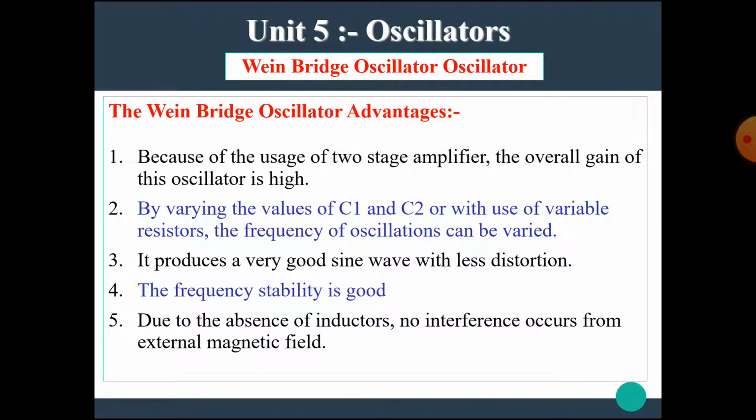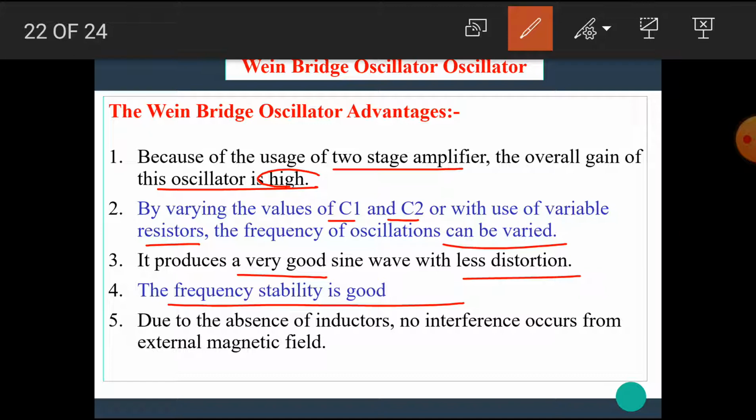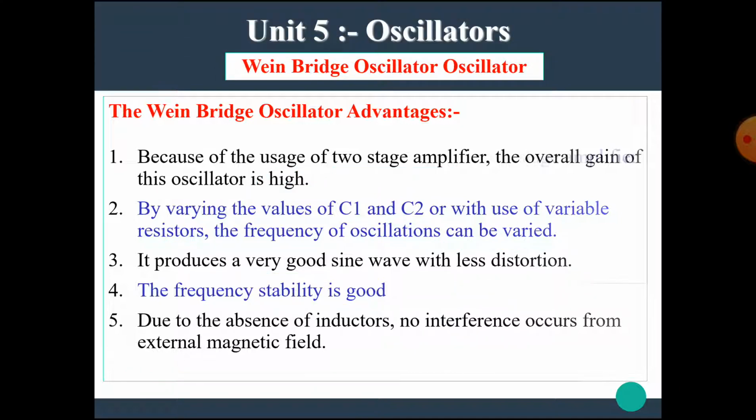Now let's see the advantages of the Wien bridge oscillator. Because of the use of the two-stage amplifier, the overall gain of the oscillator is high. By varying the values of C1 and C2, or with the use of variable resistors, the frequency of oscillations can be varied. It produces a very good sine wave with less distortion. The frequency stability is good due to the absence of inductors. No interference occurs from external magnetic fields. These are the advantages of the Wien bridge oscillator.